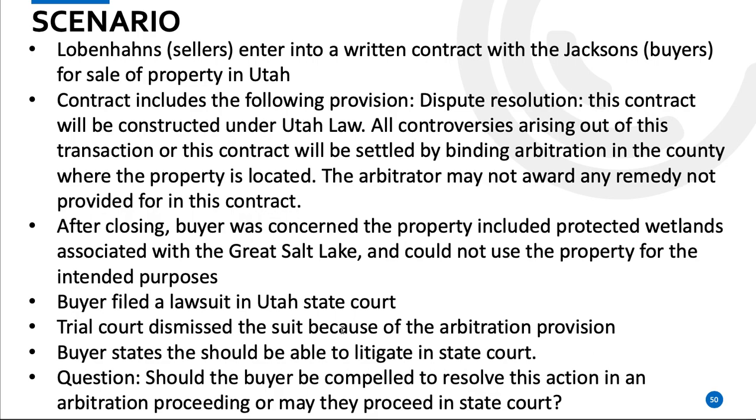After closing, buyer was concerned the property included protected wetlands associated with the Great Salt Lake and could not use the property for the intended purposes. Buyer filed a lawsuit in Utah State Court. The trial court dismissed the suit because of the arbitration provision. Buyer states that he should be able to litigate in state court. So the question: should the buyer be compelled to resolve this action in an arbitration proceeding, or may they proceed in state court?